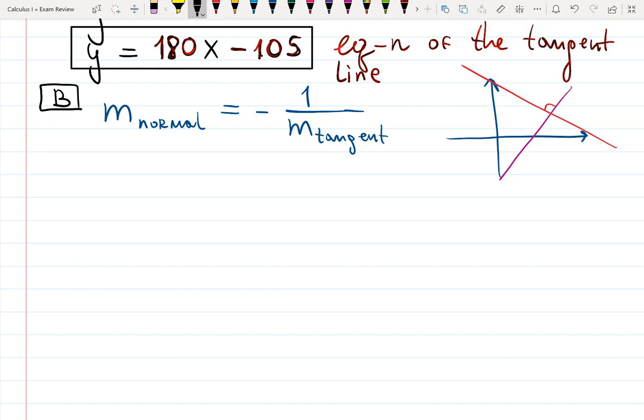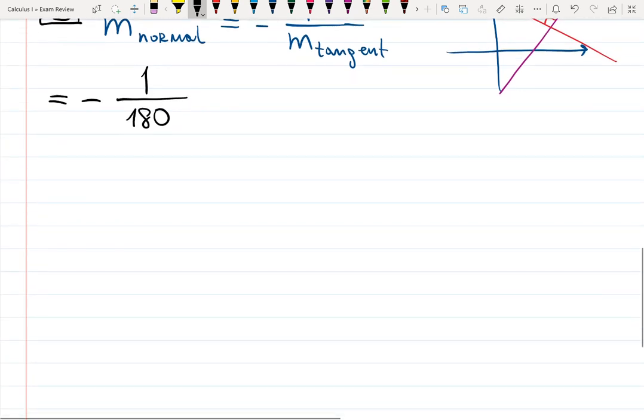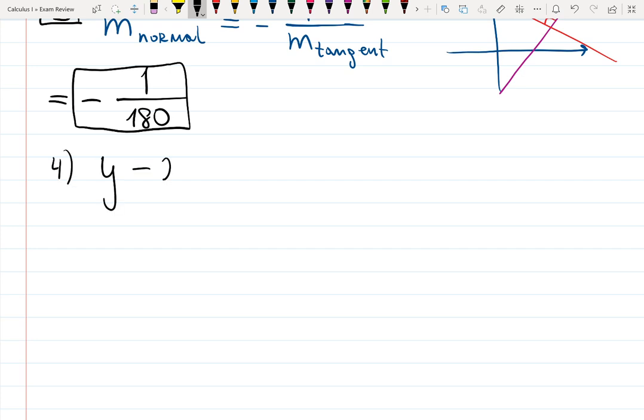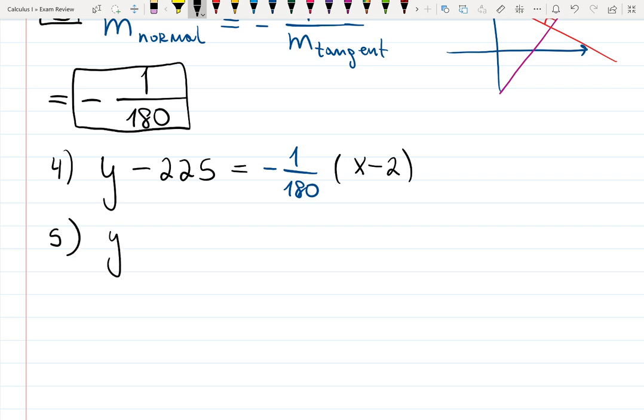Let's find it. Well, I do already have the slope of the tangent line, that's 180. So the slope of the normal line will be negative 1 over 180. That's a pretty small negative number. Then I still have everything. I have x sub 0, y sub 0, and now I have my m. In this case, it's m normal. So I'm just skipping to step 4. y minus y naught, that's still 225, equals, the only difference is a different slope, negative 1 over 180 times x minus 2.